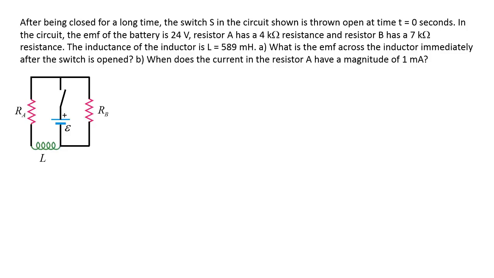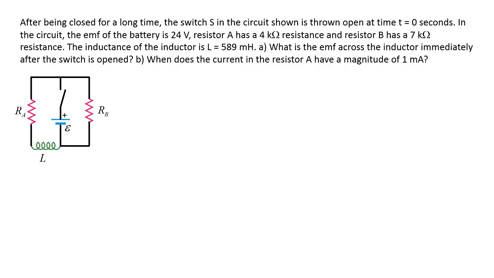After being closed for a long time, the switch S in the circuit shown is thrown open at time t equals 0 seconds. In the circuit, the EMF of the battery is 24 volts, resistor A has a 4 kilo ohm resistance, and resistor B has a 7 kilo ohm resistance. The inductance of the inductor is 589 millihenry.